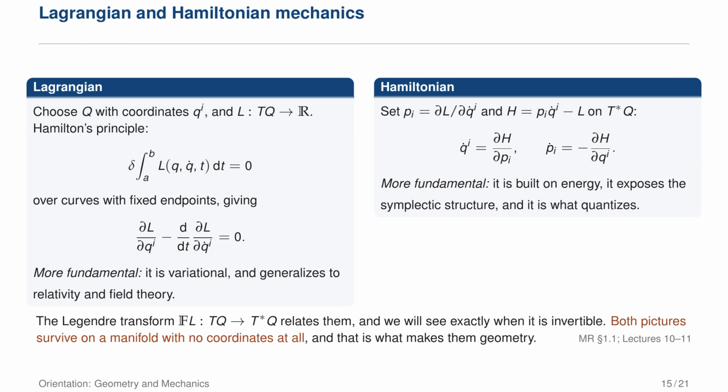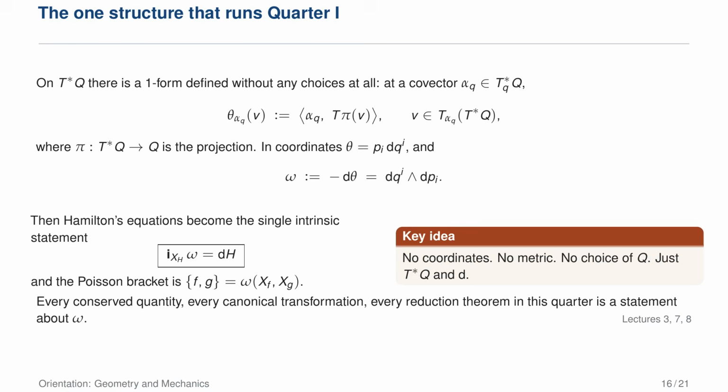The thing to hold on to is that both pictures survive on a manifold with no coordinates at all. That is what makes them geometry rather than bookkeeping. Now, let me show you the single structure that runs the whole quarter. On the cotangent bundle of Q, there is a one-form defined with no choices whatsoever. Here it is. Stand at a covector alpha at the point q. Take a tangent vector v to the cotangent bundle at that point. Push v down to Q using the projection. Then feed the result to the covector you are standing on. That number is theta of v.